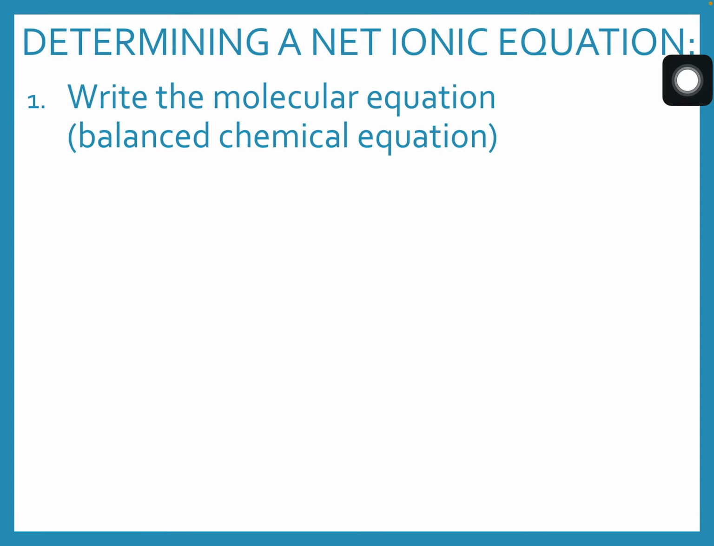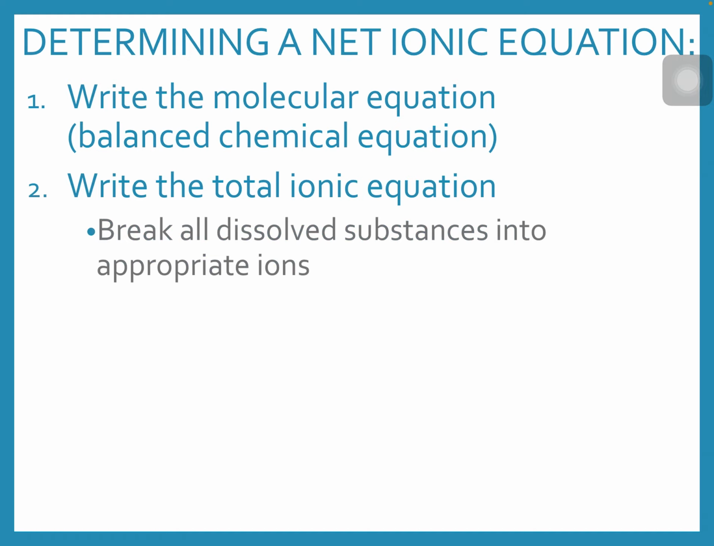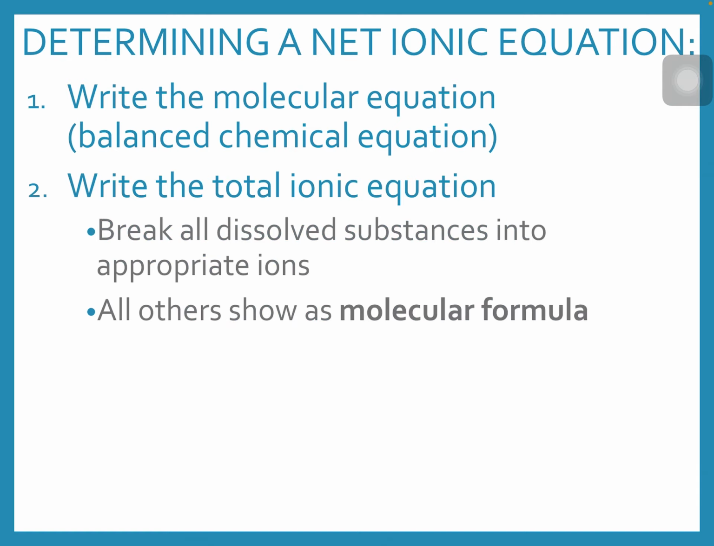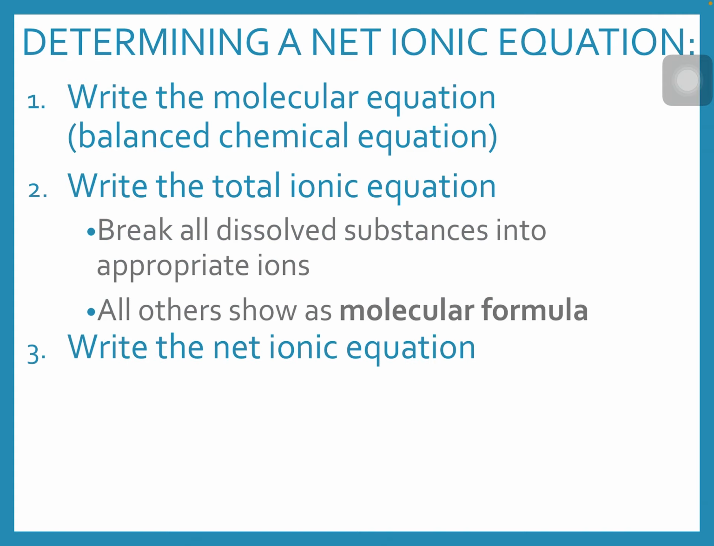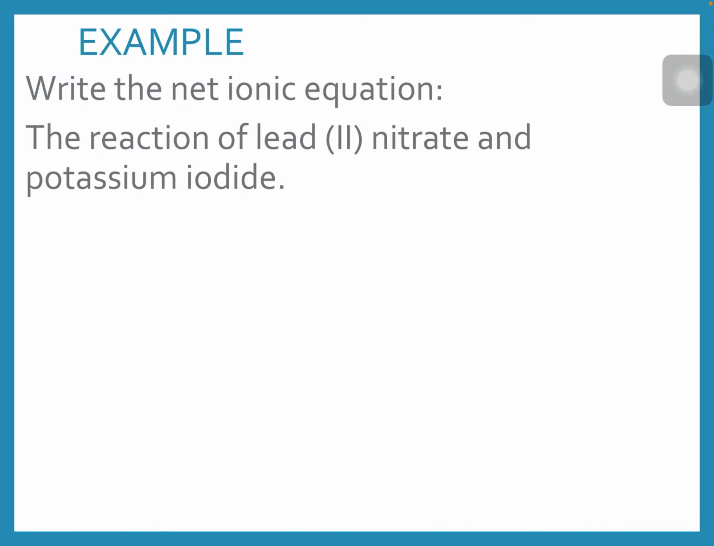To determine the net ionic equation, we're going to write the molecular equation, or the balanced chemical equation with the states. Then we're going to write what's called a total ionic equation, and that comes from breaking up anything that dissolves in water into the ions it would dissociate into. Anything that is not aqueous would stay as its molecular formula. And then from there we're going to write the net ionic equation by removing any spectator ions, and spectator ions are anything that stays the same in reactants and products. They stay as the ions. There is no chemical change with those.